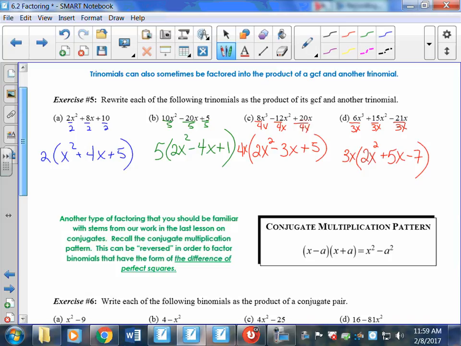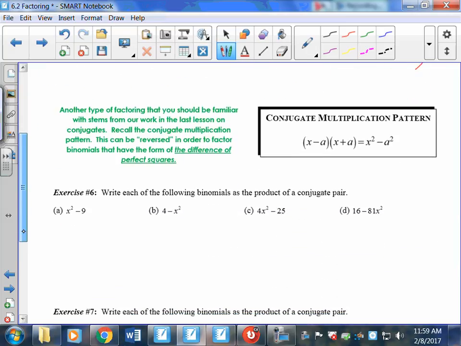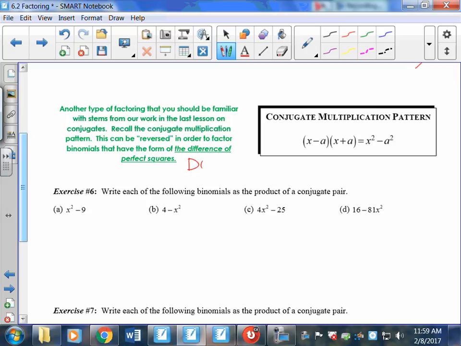All right. So another type of factoring you should be familiar with stems from our work in the last lesson. That's called conjugates. So recall the conjugate multiplication pattern. This can be reversed in order to factor binomials that have the form of the difference of perfect squares. Usually I call them DOPS, difference of perfect squares.